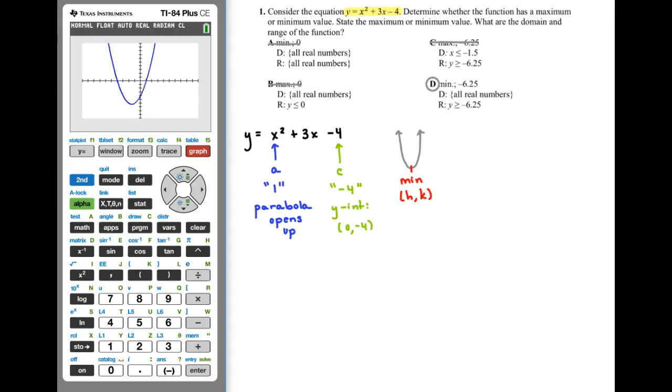But let's take a moment to see how we could solve this using a few little bits of information from our calculator and also doing some algebra.